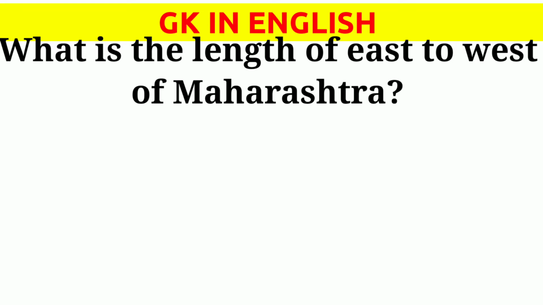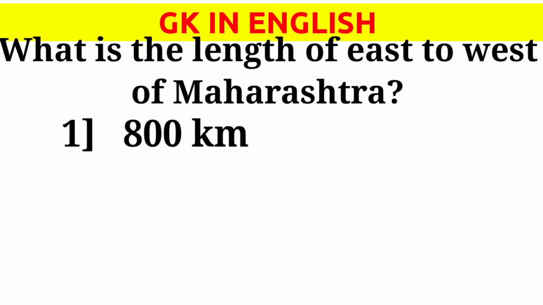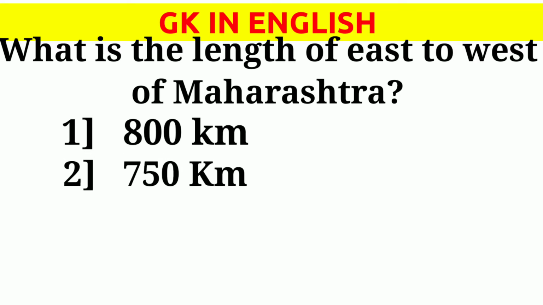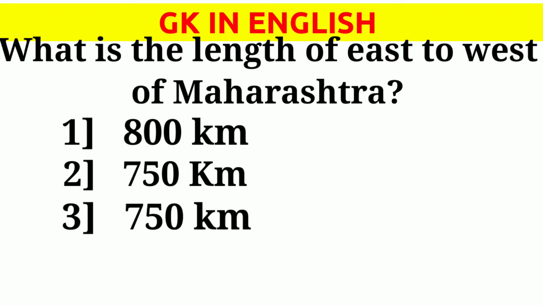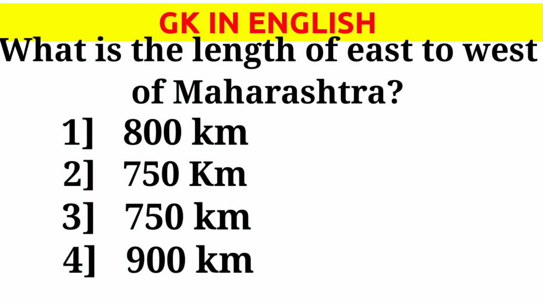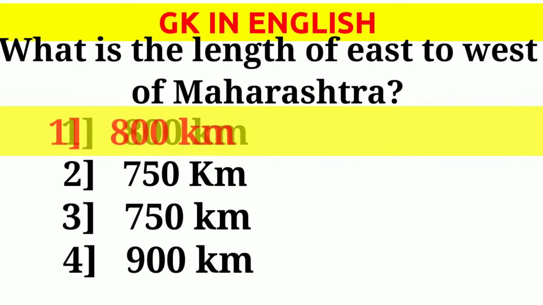What is the length of east to west of Maharashtra? 1) 800 km, 2) 750 km, 3) 750 km, 4) 900 km. Correct answer is 1) 800 km.